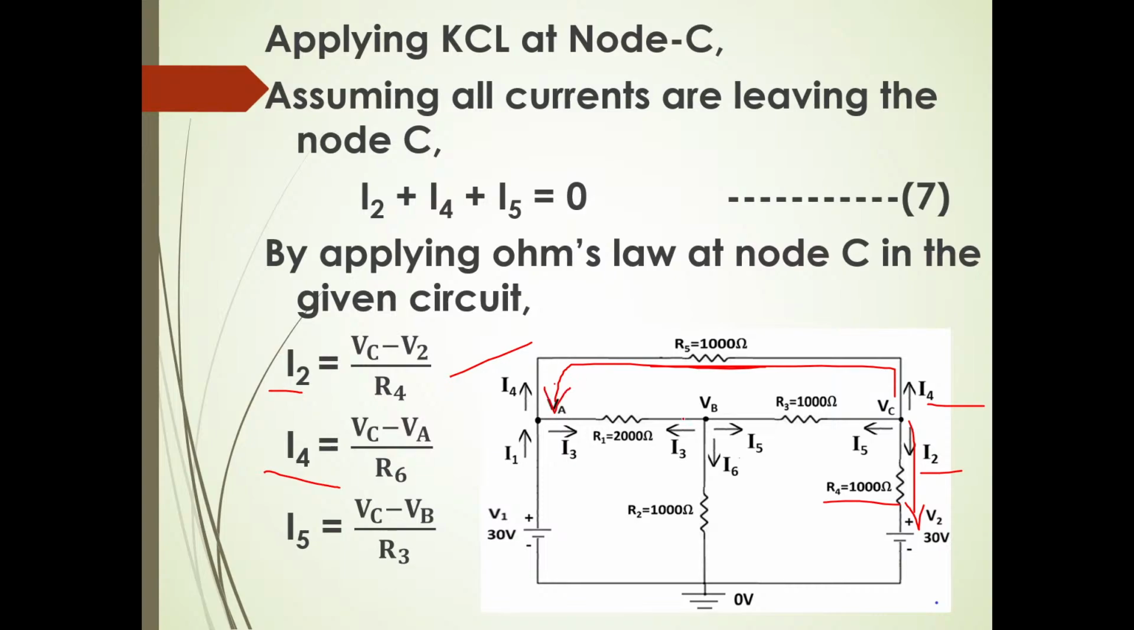I4 is the current which is traveling. Now we are at node C, isn't it? We have considered which node are we at? We are standing at node C. Okay, we are at node C.